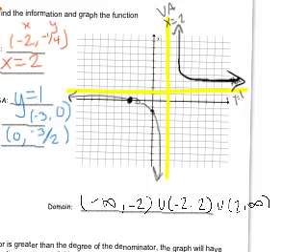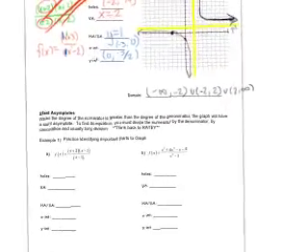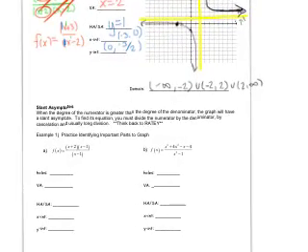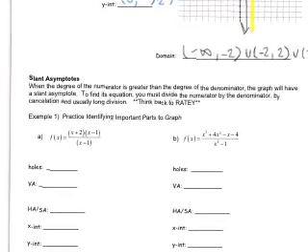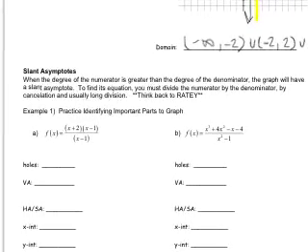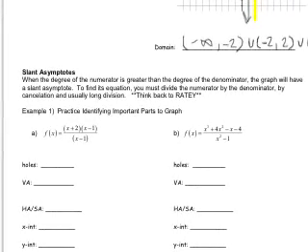Any questions? Okay, so what we're doing today is going to be slant asymptotes. So I'm going to read this definition of slant asymptotes. When the degree of the numerator is greater than the degree of the denominator, the graph will have a slanted asymptote. To find its equation, you must divide the numerator by the denominator by cancellation and usually using long division.